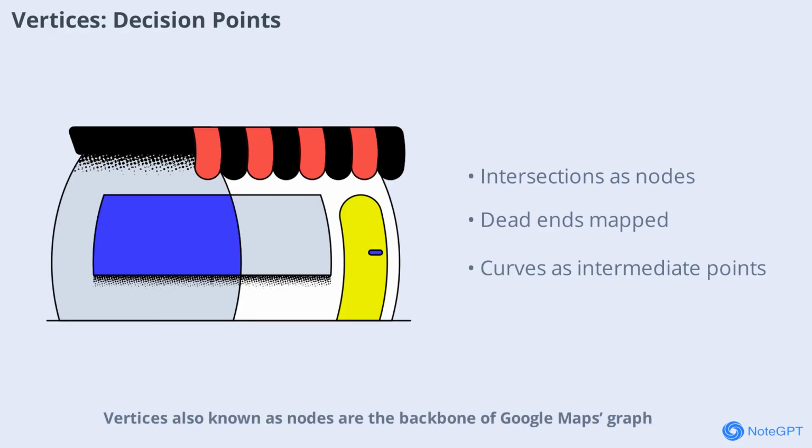Vertices, also known as nodes, are the backbone of Google Maps' graph. Every intersection, dead end, or curve on a highway is represented as a vertex. These are the points where you can make decisions: turn left, go straight, or take a detour. By breaking down the map into these decision points, Google Maps ensures that every possible route is accounted for. This granular mapping allows for precise navigation, even in complex city layouts or winding country roads.